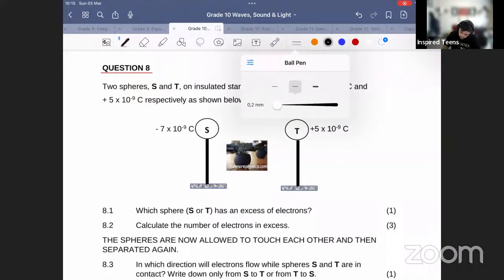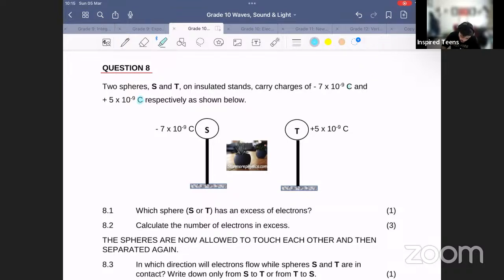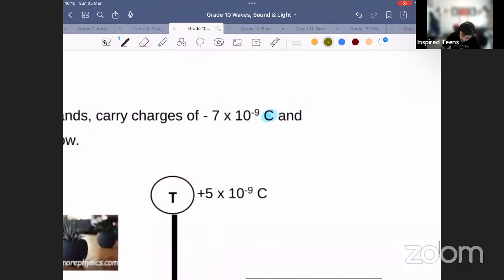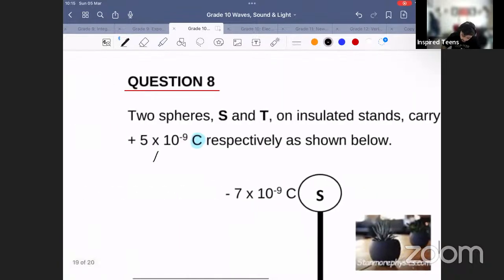Two spheres S and T on insulated stands carry charges of -7 times 10 to the -9 coulombs and +5 times 10 to the -9 coulombs respectively, shown below. They're given in coulombs, so we don't need to convert. This could also be seen as negative 7 nanocoulombs and positive 5 nanocoulombs, but we always want to use coulombs in our formula. If they had given it to you like that, you'd have to convert it to coulombs.